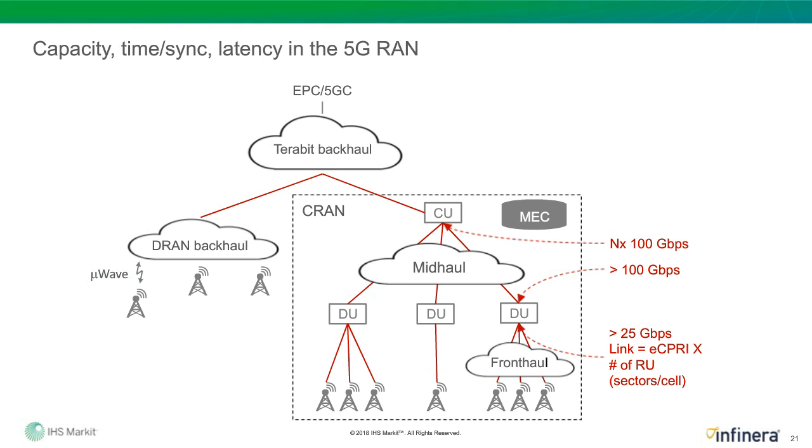Now, depending on the number of cells and latency requirements, the DU to CU, or the midhaul, could be more than 100 gigabits. Now, at the CU, where the multi-access edge computing platform is located, you can have multiple 100 gigabits, and then you can see that rippling up into a terabit backhaul. So here we can see the impact of capacity throughout the network.